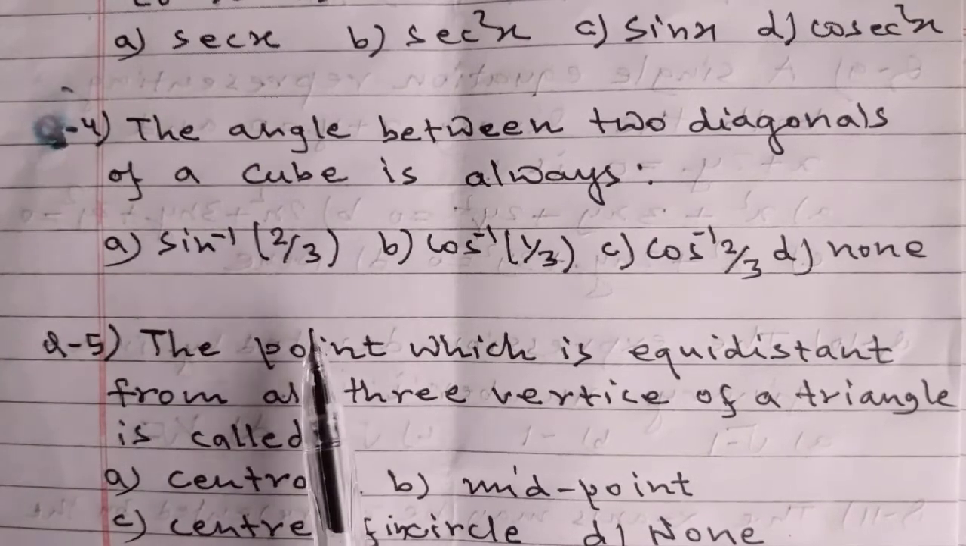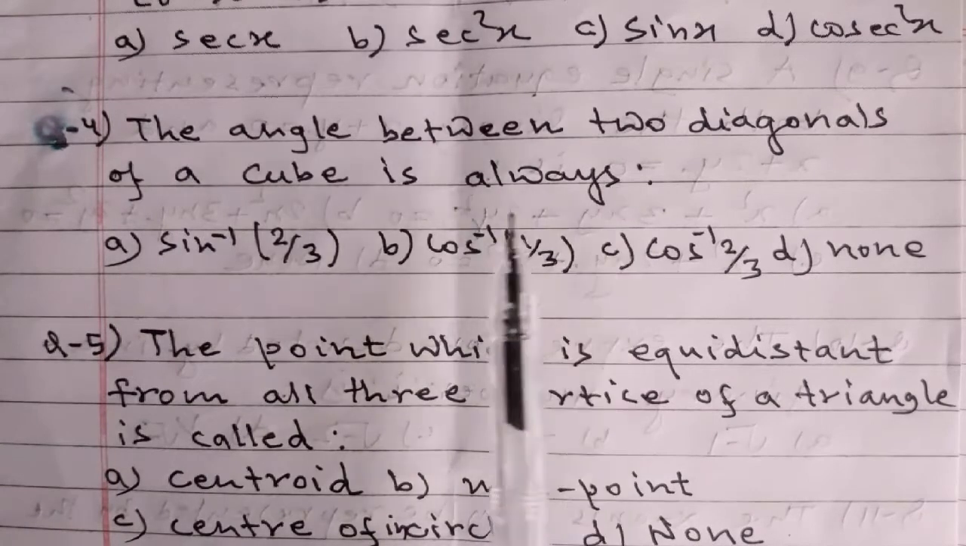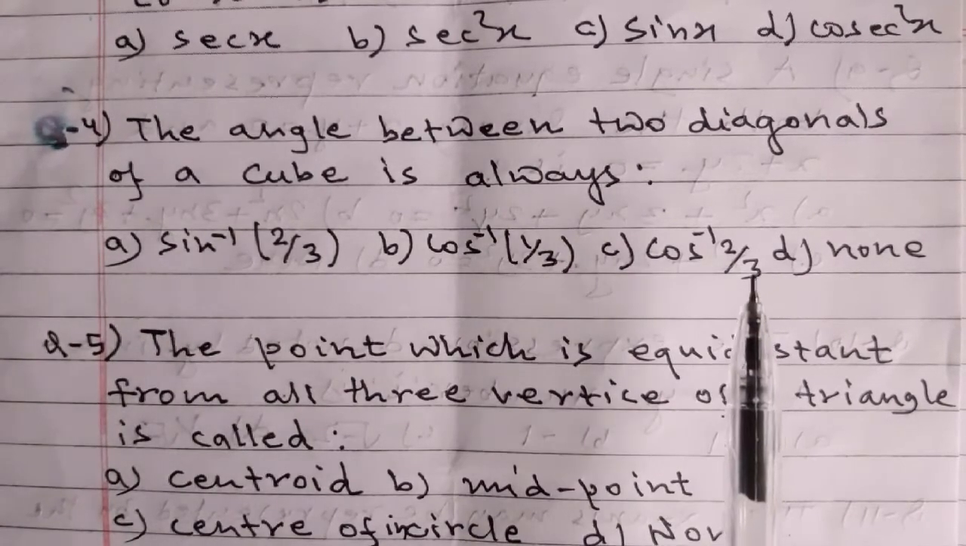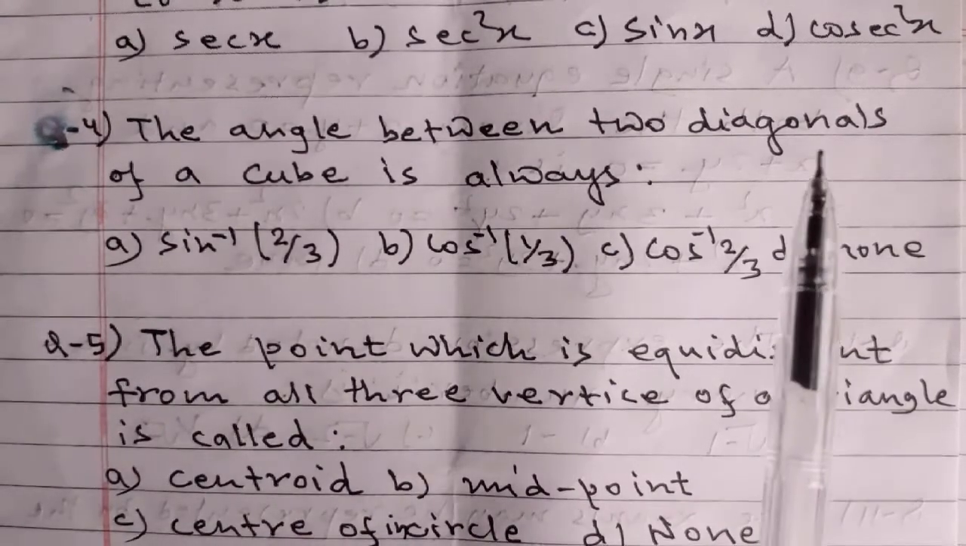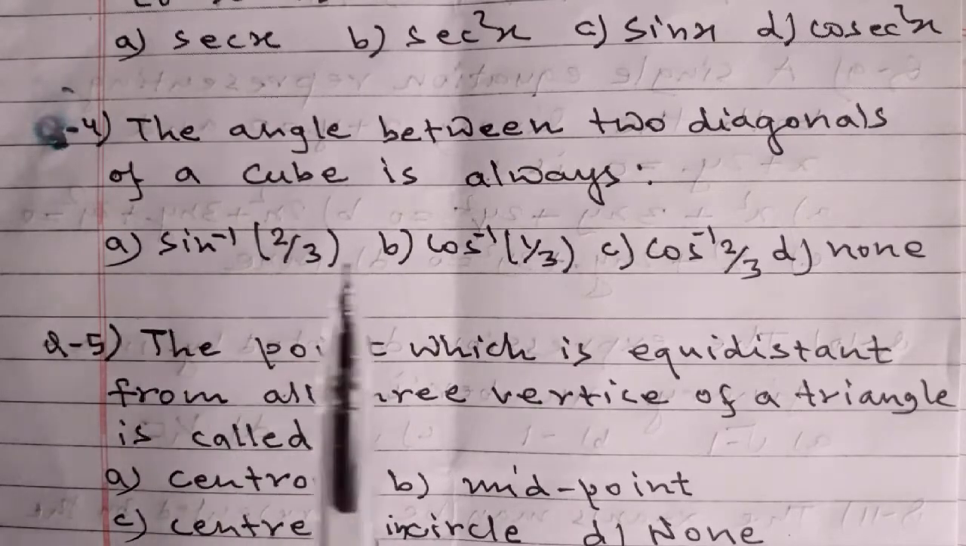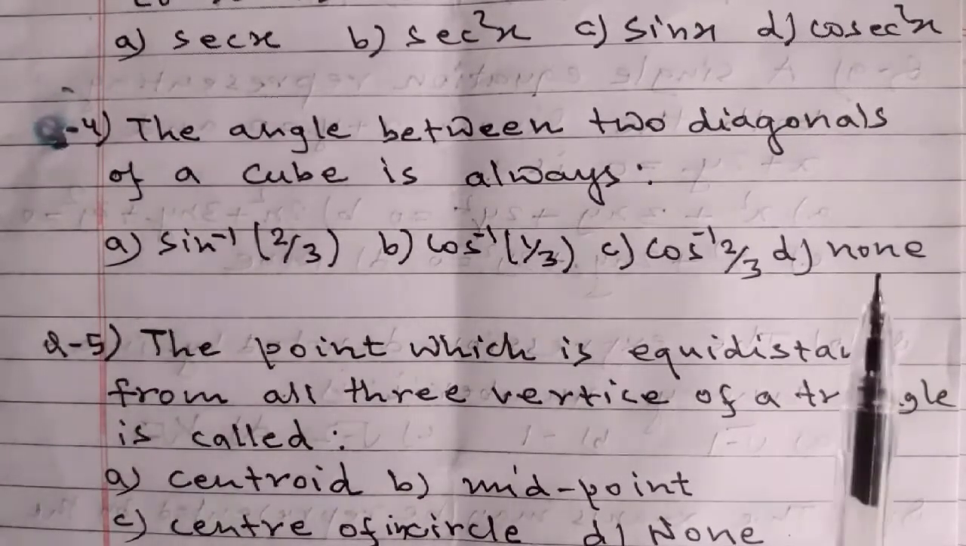Question number 4. The angle between two diagonals of a cube is always sine inverse 2 by 3, cos inverse 1 by 3, cos inverse 2 by 3, none. We have to find the angle between two diagonals of a cube, and we are given 4 options A, B, C, D, and we have to choose the right option. So let's go to the solution of question number 4.